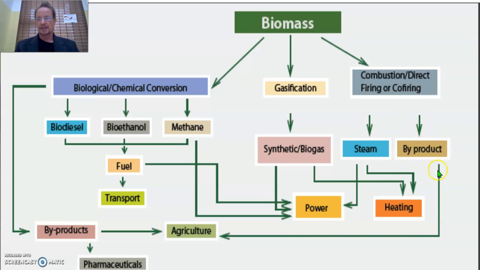The byproducts can be used in agriculture, like fertilizer. From the steam, you can also use it for heating, as I said already, and the other one was power generation, electricity. So we will not focus on that one. The next three slides will be about the biological and chemical conversion: biodiesel, bioethanol, and methane. And then the last one will be on gasification.